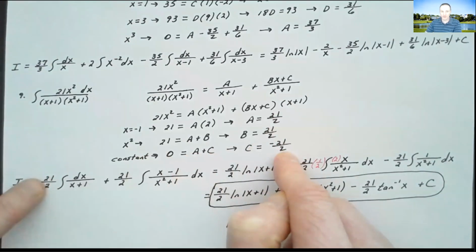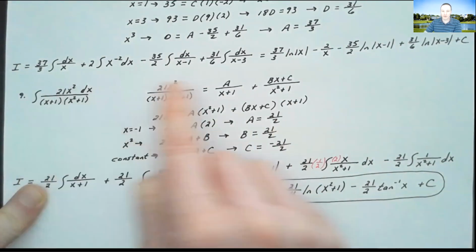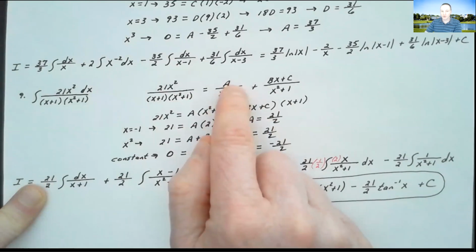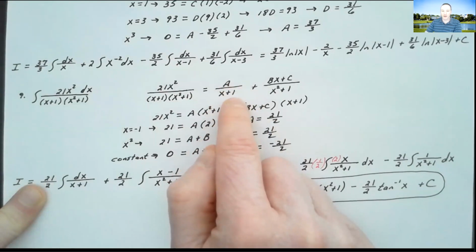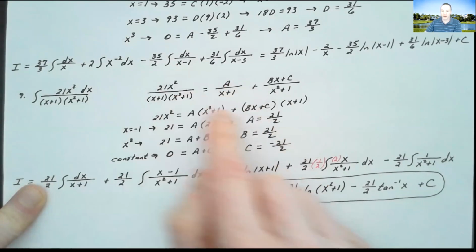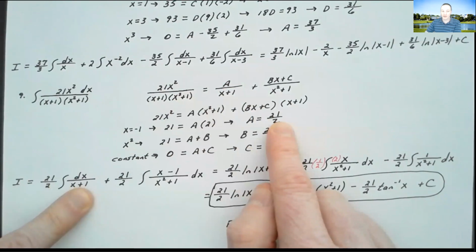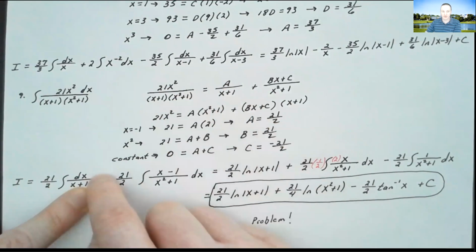So I went into my problem and I can say, well, the original integral is these two integrals right here. The first one, I would say, well, the integral of a over x plus 1 with respect to x, I'll factor the a out and say it's 21 over 2, the integral of dx over x plus 1. Automatically, that one's done because it's going to be the natural log of the denominator since the derivative of the denominator is in the numerator.